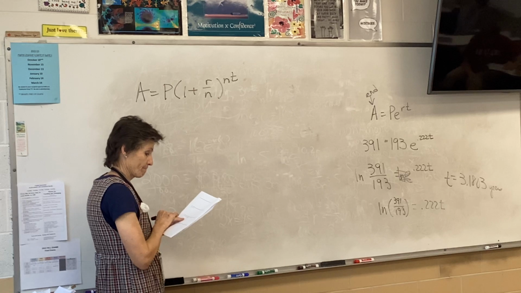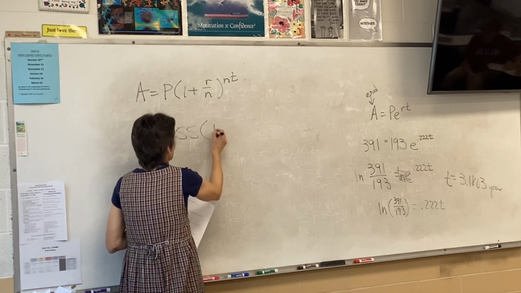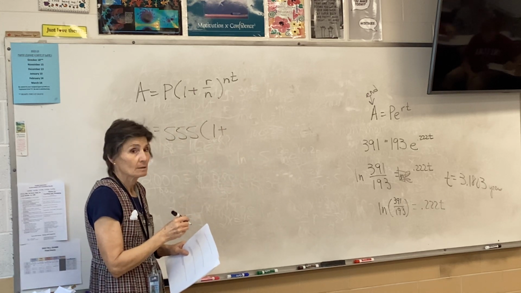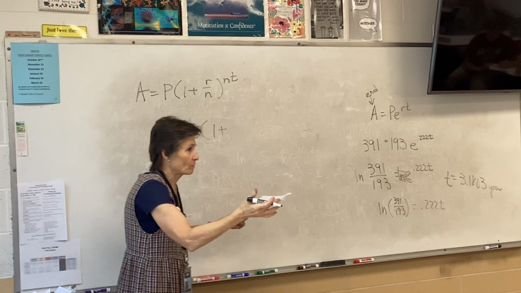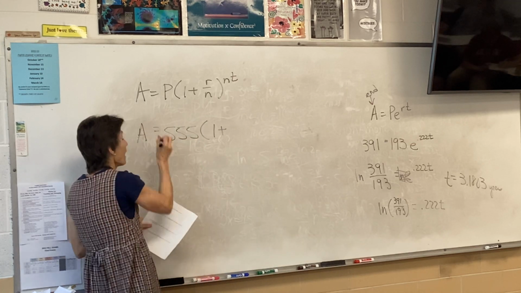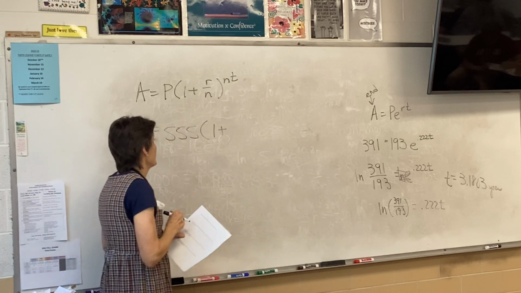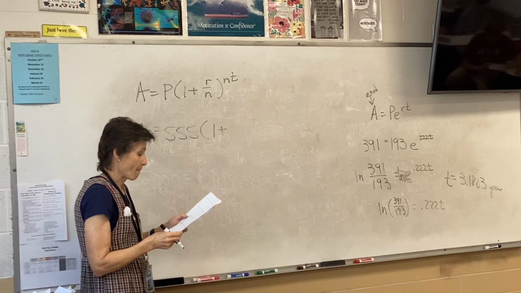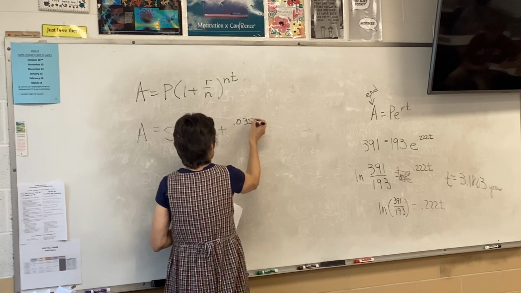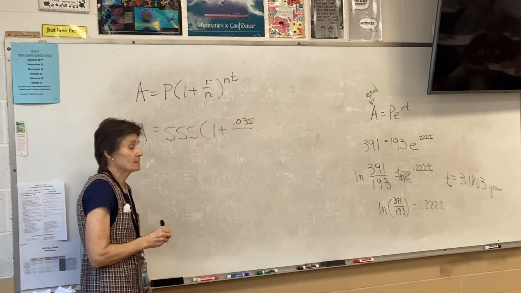What goes where? The 555 is the P. Why? Because we don't know A. Well, that's what I'm starting with, right? I'm depositing 555. I'm trying to figure out how much I end up with. What's my interest rate? 0.035. Perfect. Remember, when you put it into the formula, it's not a percent. It's got to be a decimal.